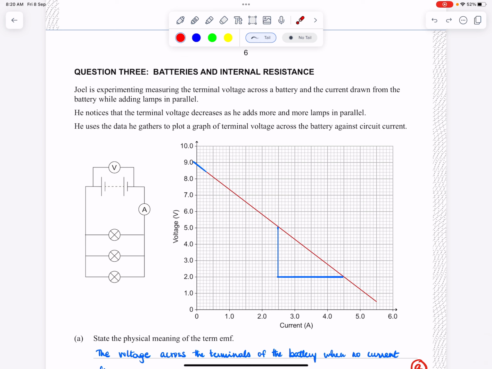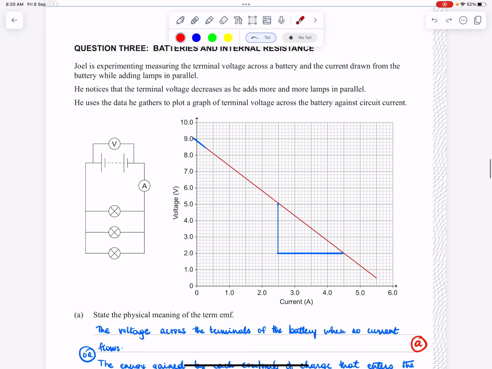So Joel is experimenting, measuring the terminal voltage across a battery and the current drawn from the battery when adding lamps in parallel. He notices that the terminal voltage decreases as he adds more and more lamps in parallel, and he uses the data he gathers to plot a graph of terminal voltage across a battery against circuit current. So this is your terminal voltage, which is the voltage across the terminals of a cell when there is a current flowing, and you get something with a negative slope.